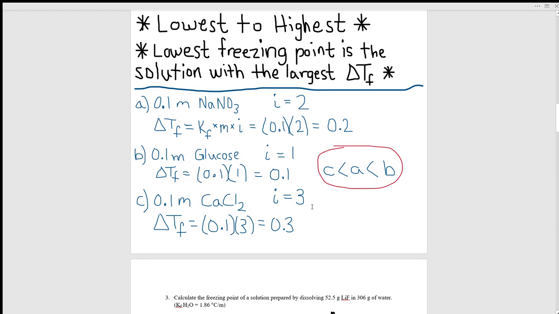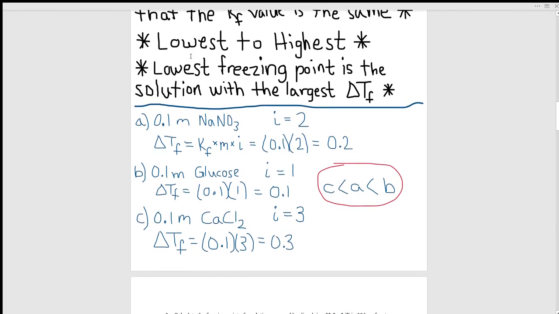Now when we compare them, we're going to rank them from largest delta T sub F value to the lowest delta T sub F value. Because remember, the largest delta T sub F gives us the lowest freezing point, and we're ranking these from lowest freezing point, or most negative, to highest freezing point, or the least negative or most positive.